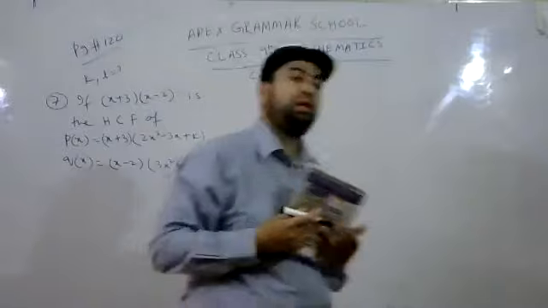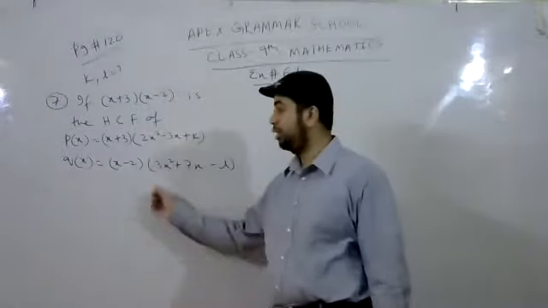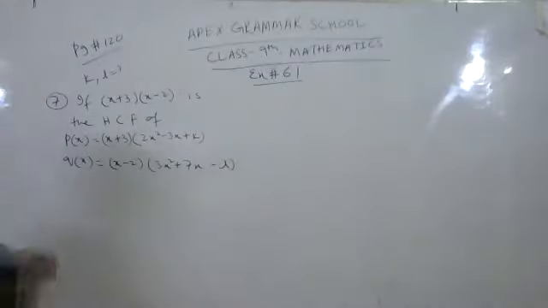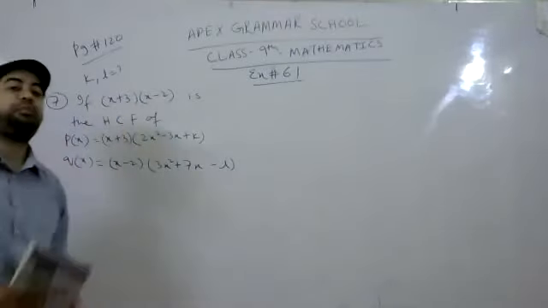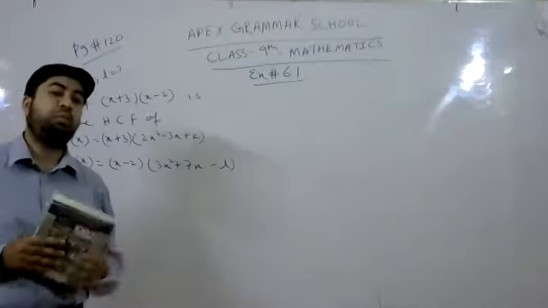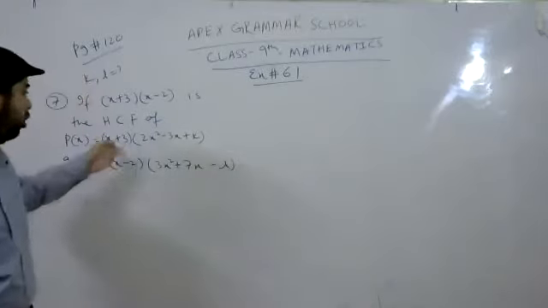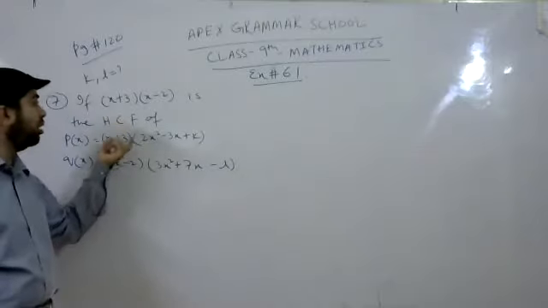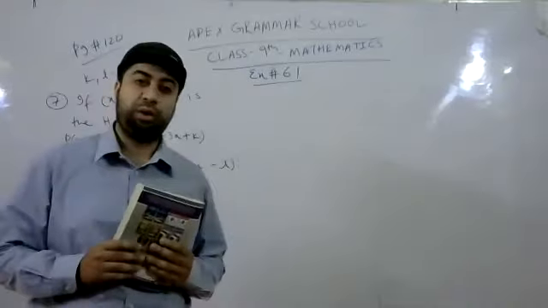You have two polynomials here. First is p(x) and the second polynomial is q(x). And also we have a condition, that is if x + 3 and x - 2 is the HCF. HCF means highest common factor. If it is the highest common factor, then it must be a factor of both of these polynomials. Meaning to say, if we divide by x + 3 or x - 2, then our remainder must be 0.